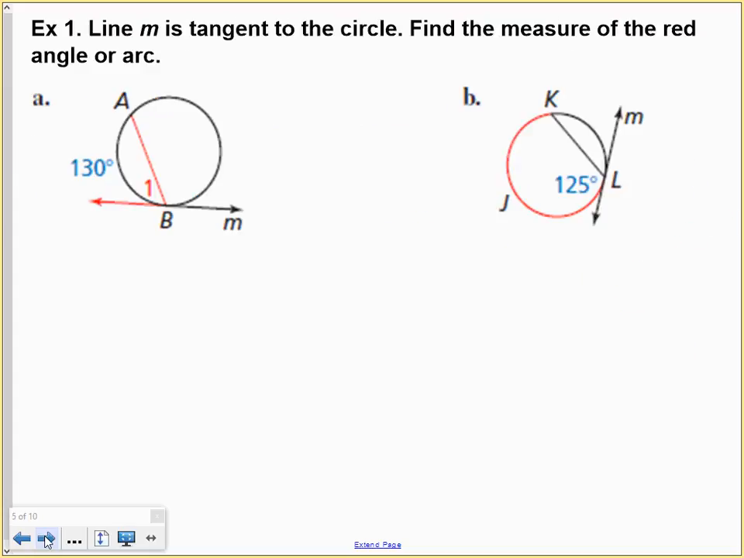So on this first problem, this is the angle measure we're looking for. That vertex is on the circle, so that angle is just half of the arc it intersects, which is the 130. So what's half of 130? 65. That would be angle 1.